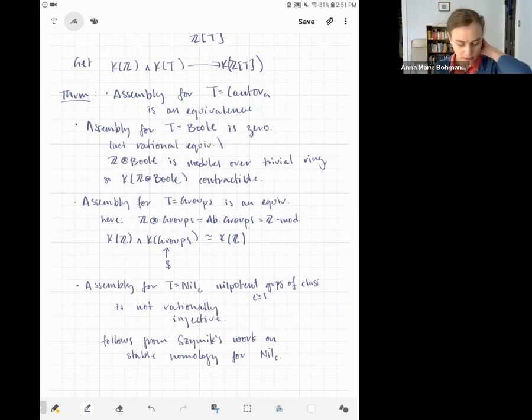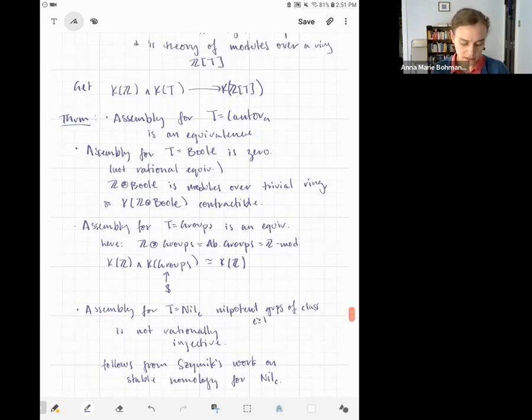So really what I want to point out here is that we have a whole lot of very different kinds of examples that we can put into our generalized assembly framework once we've shifted from K theory being a theory of rings to having it be a theory that we apply to Lawvere theories. Sorry, the word theory appears in like 12 different spots here.